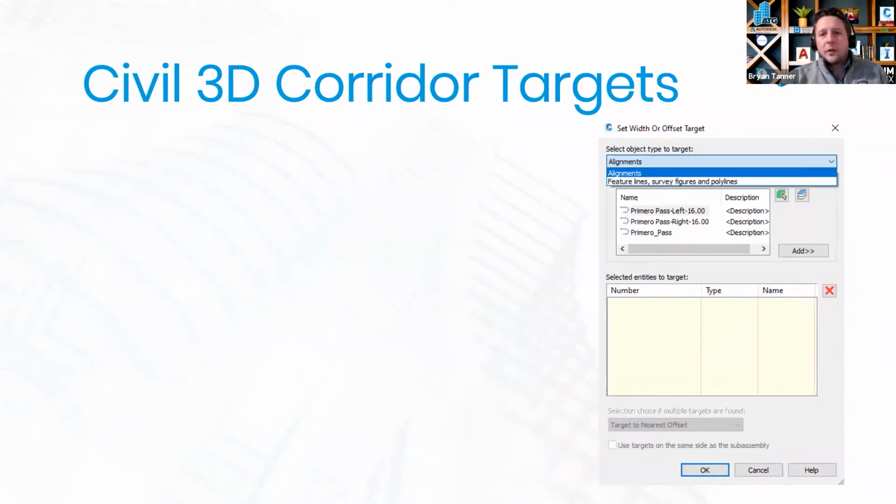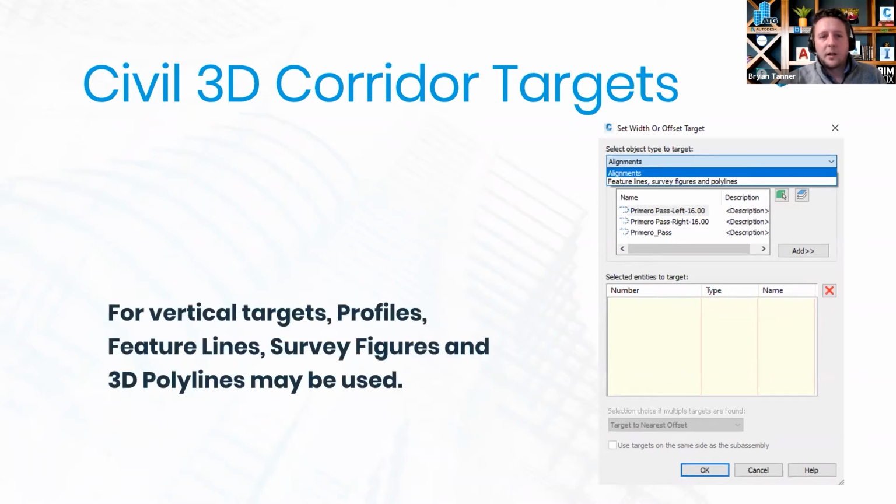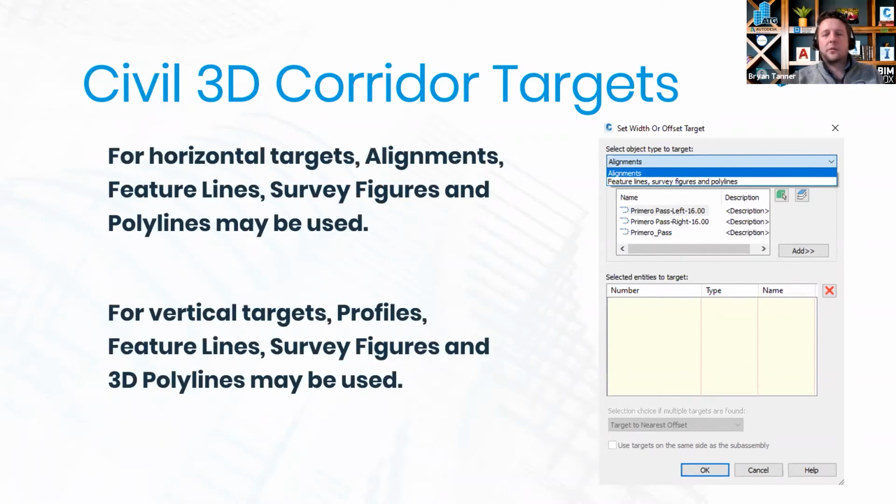Civil 3D corridor targets are also able to be produced from a variety of different geometry in the file. Whether it be a physical geometric target or a conditional horizontal target, we have alignments, feature lines, survey figures, and polylines, which can be utilized for the production of our horizontal information, as well as profiles, feature lines, survey figures, and 3D polylines for our vertical information.